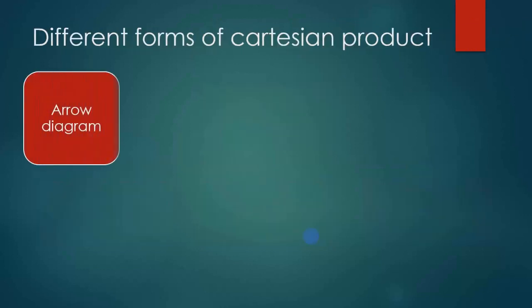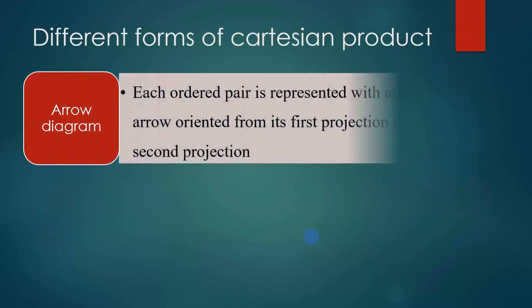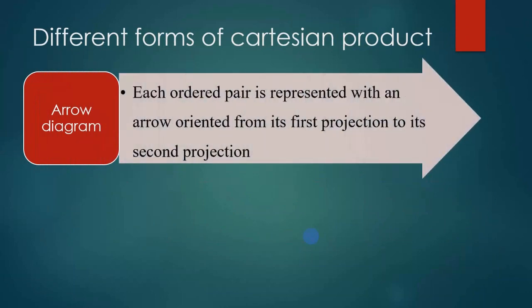Now we are supposed to know about arrow diagram and Cartesian diagram. Arrow diagram: each ordered pair is represented with an arrow. In an arrow diagram, each ordered pair is represented with an arrow. This arrow is oriented from the first projection of this ordered pair to the second projection. Pretty simple. Okay, that's about the arrow diagram.